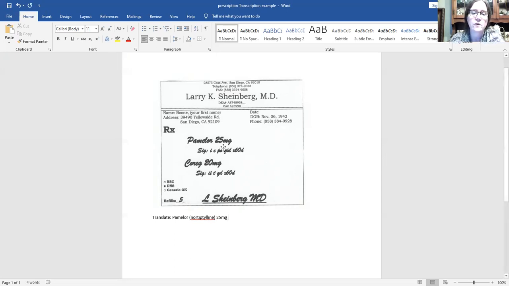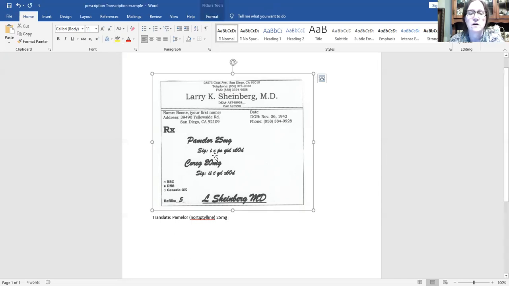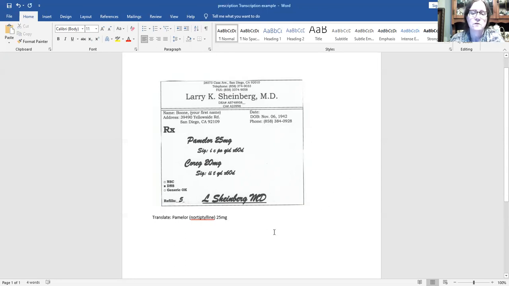Now, if you look at the directions here, the directions have a C on them for capsule. So that tells you, and you would also find this in your drug reference book, or if you Google it, that it's capsules. And it says it has a sig of 1 capsule by mouth, QID, which is 4 times a day for 60 days.